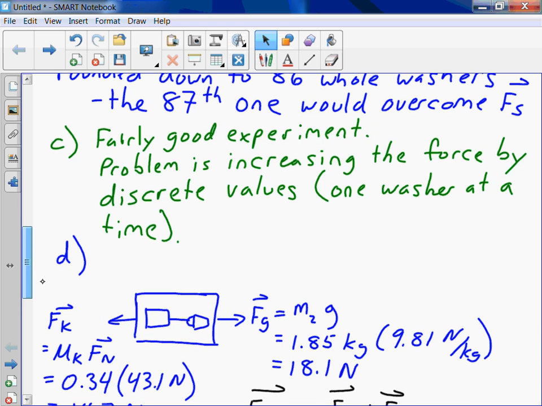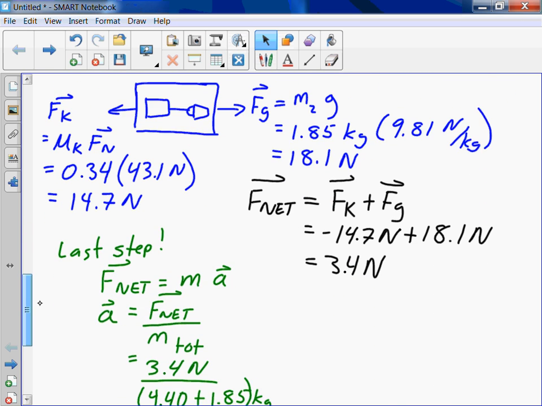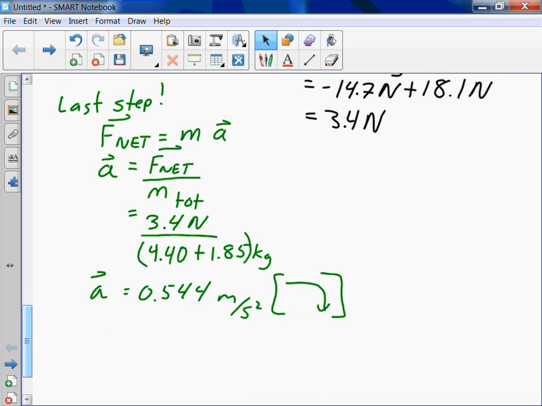We talked about the fact that the problem with the experiment was that you're adding a relatively large mass at a time, so you can't really calculate the force of static friction very accurately or with a lot of precision. And then here we put everything together to figure out the overall acceleration of the system using Newton's second law. Okay. Any questions?